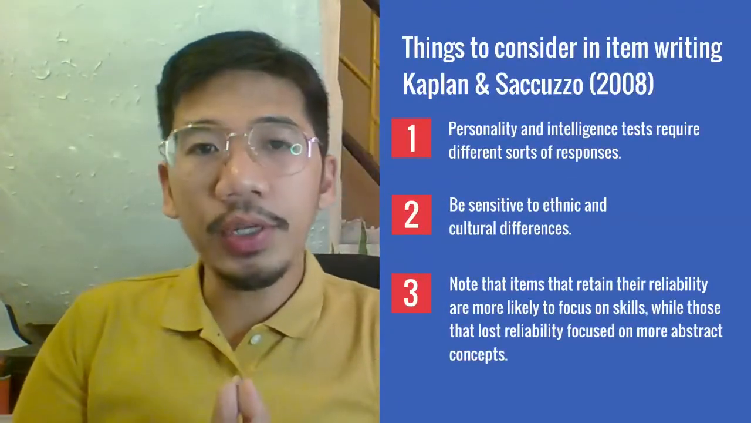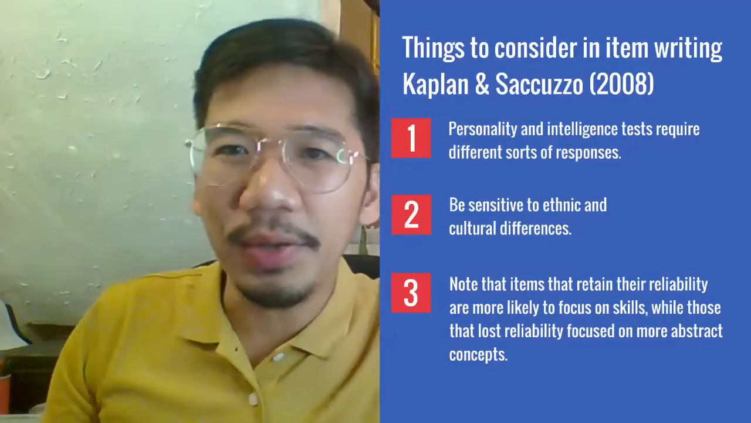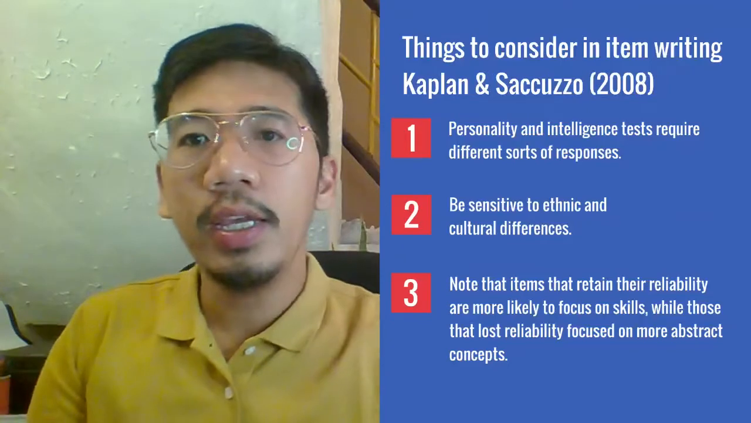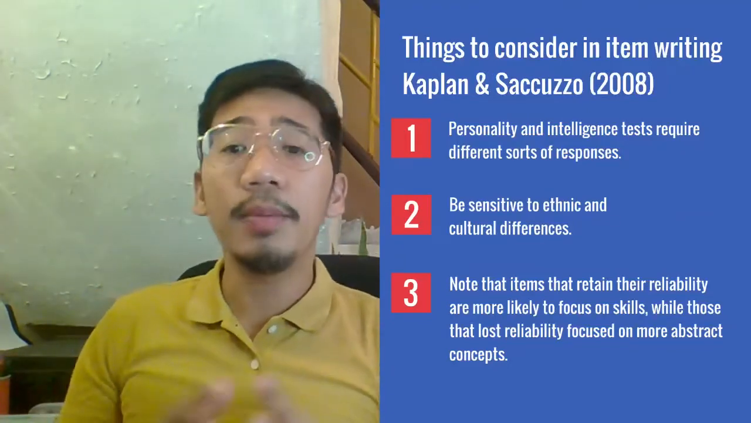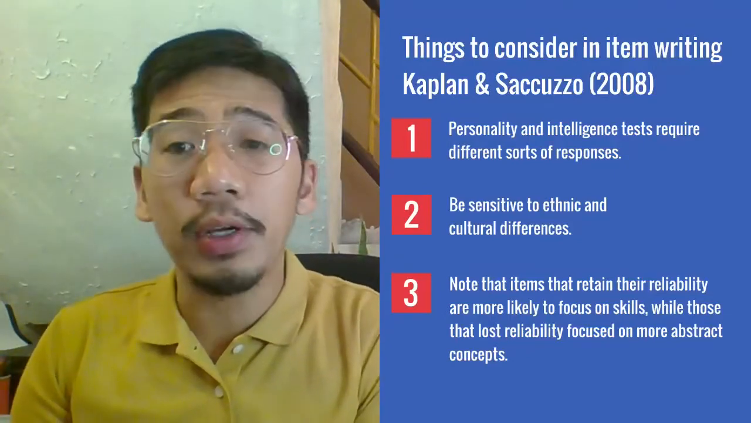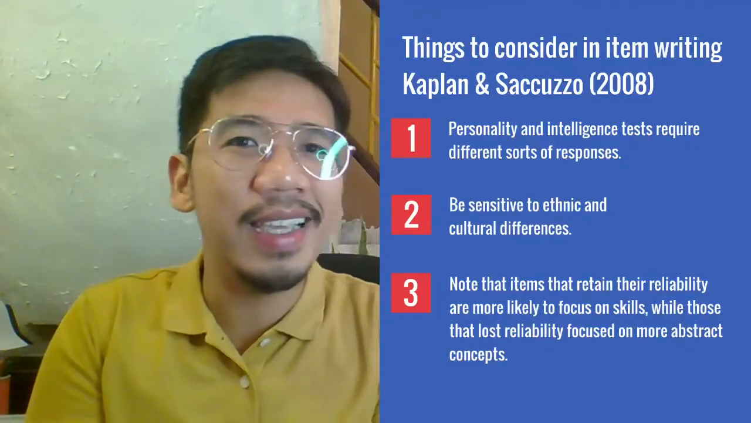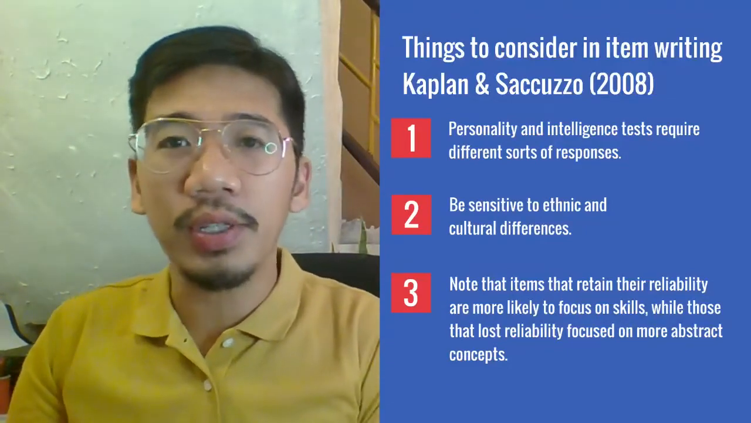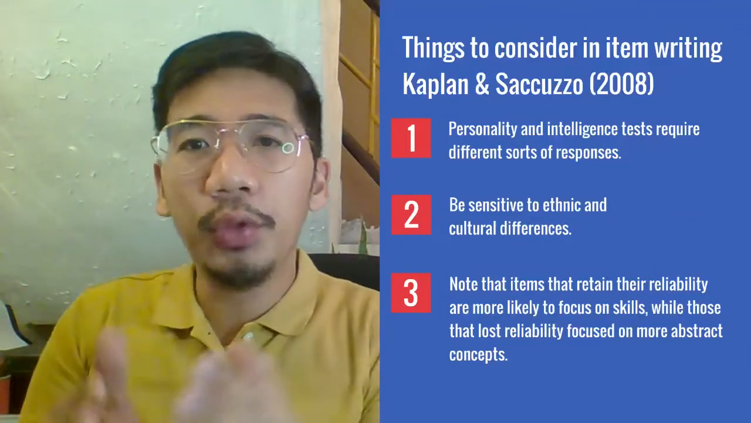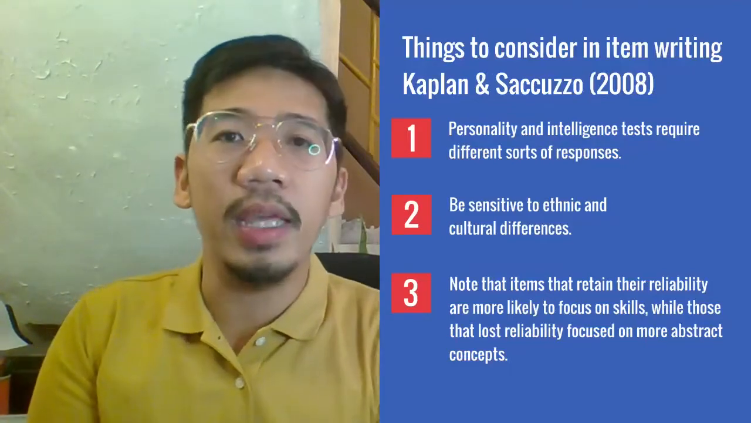Now, there are also a number of things that we have to consider in item writing according to Kaplan and Saccuzzo. So, number one, you have to realize that personality and intelligence tests require different sorts of responses. Also, you must be sensitive to ethnic and cultural differences. Some constructs that may be present in one culture doesn't mean that just because one construct exists in a specific culture, the said construct will also exist in another culture, or a particular construct may be expressed in a different manner with regards to looking at two cultures. So you have to be sensitive with this. You have to realize that there are ethnical and cultural constructs that can be measured only in a particular culture.